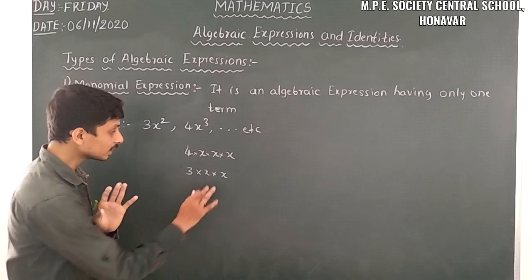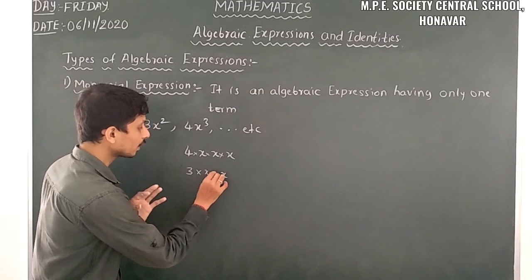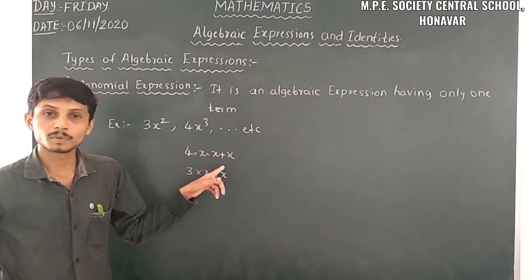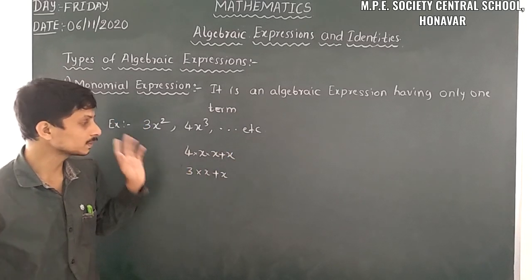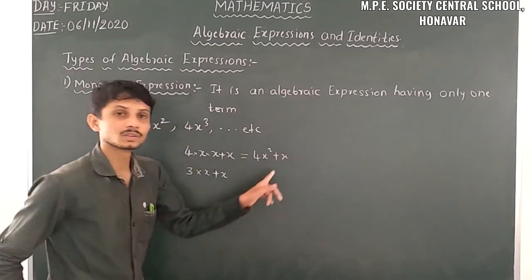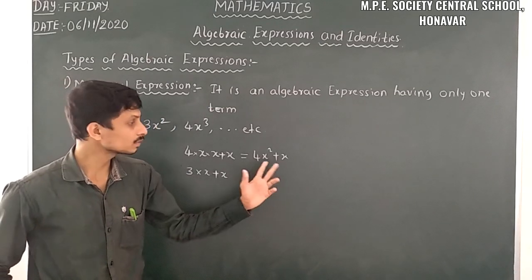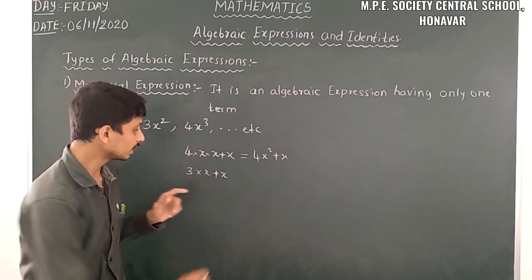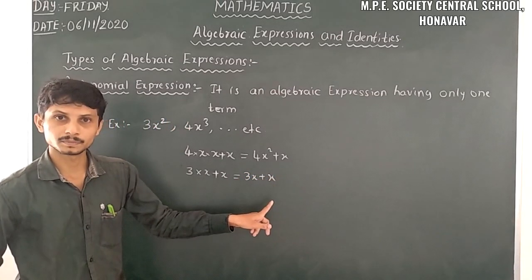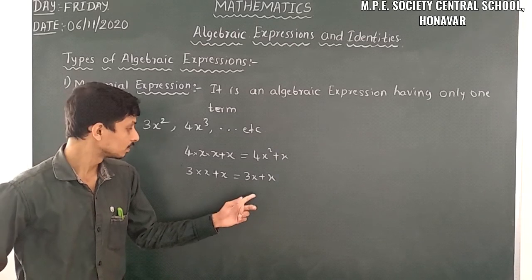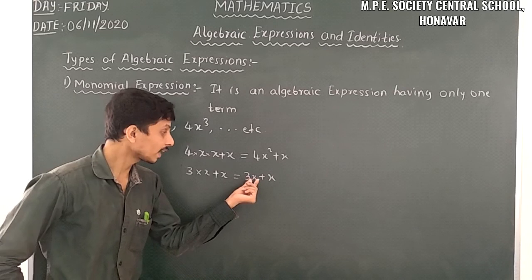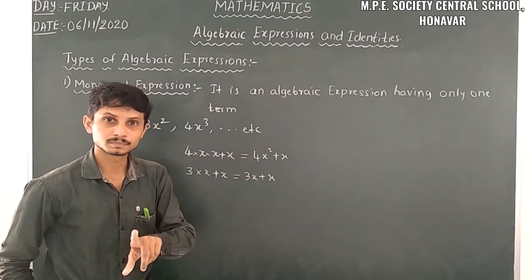If I change the multiplication into addition, then what happens, just observe: 4x square plus x. This one is a binomial, there are two terms here. And here, 3x plus x. Is this a binomial? Here 3x is there and x is there, so 3x and x are like terms.